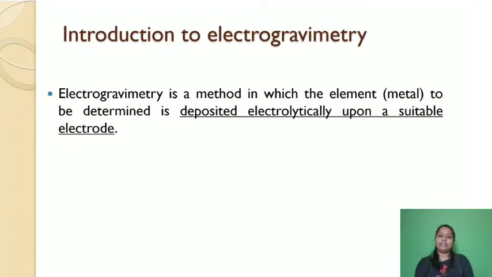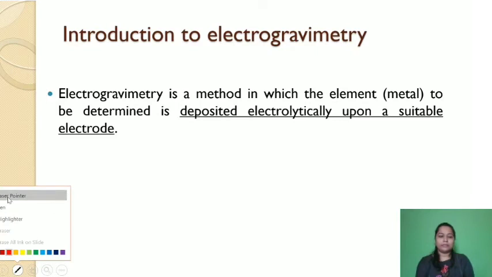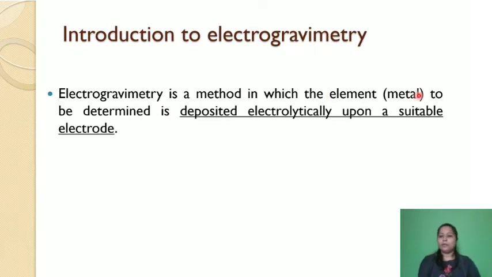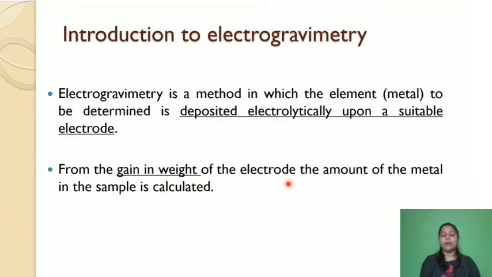So let's start with our first point, introduction to electrogravimetry. In electrogravimetry, an element or metal which is to be separated is deposited electrolytically upon a suitable electrode, and from the gain in weight of the electrode, the amount of the metal present in the sample is determined. This is the principle of electrogravimetry.